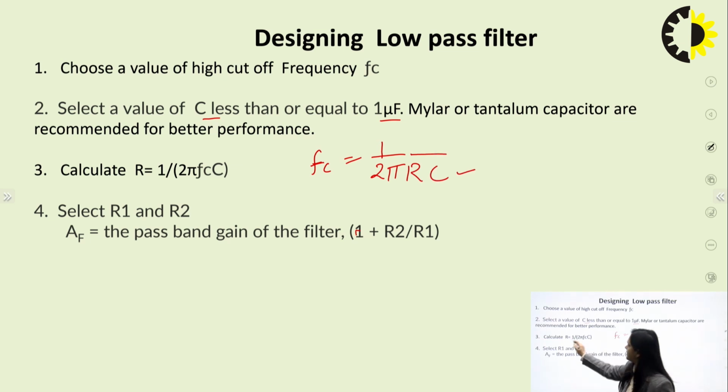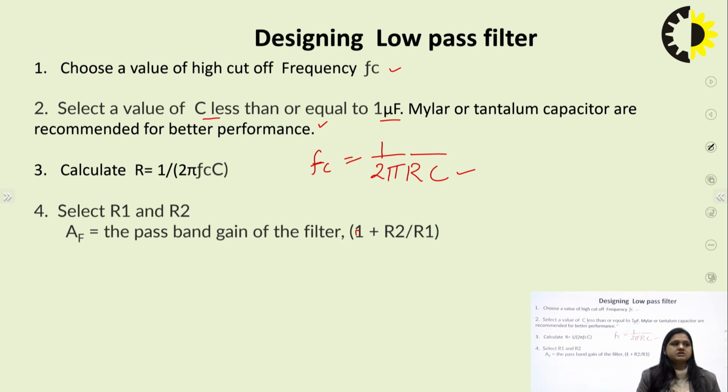So R will become 1 upon 2 pi Fc into C. So Fc we have assumed in step 1 and C we have assumed in step 2. So easily we can calculate the value of R. So this is how we have designed the frequency selective network.